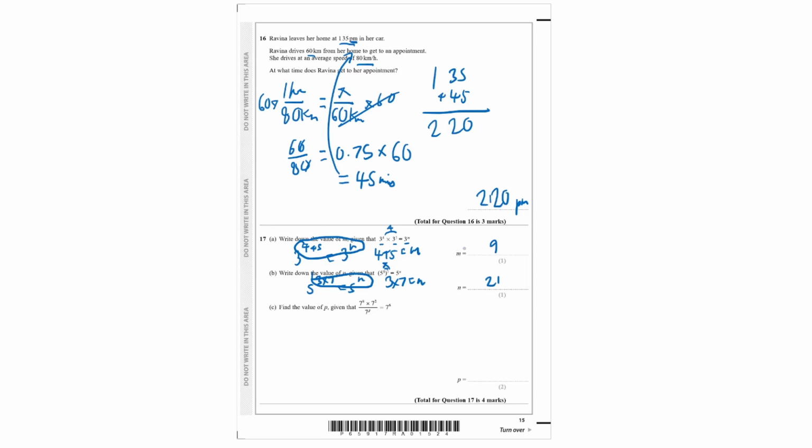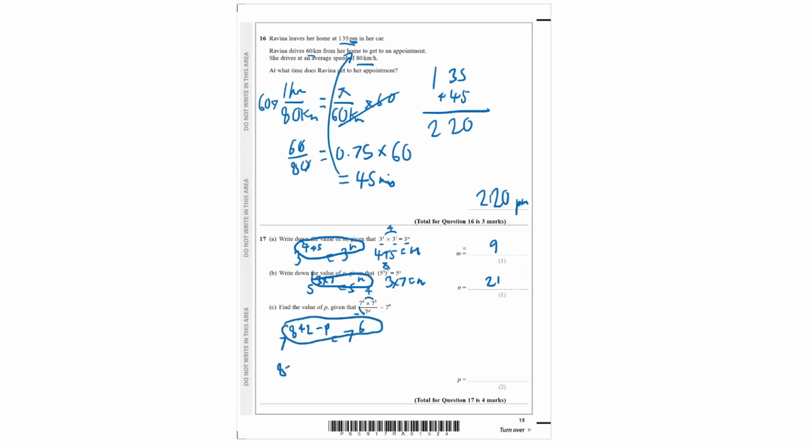Find the value of p given that 7 to the power of 8 times 7 to the power of 2, divided by 7 to the power of p, is equal to 7 to the power of 6. As said before, when we multiply, we add, but when we divide, we subtract. So we have 7 to the power of 8 times 7 to the power of 2, so that's plus 2, divided by 7 to the power of p, so that's negative p, is equal to 7 to the power of 6. Since we only have to find p, let's focus on this equation here.